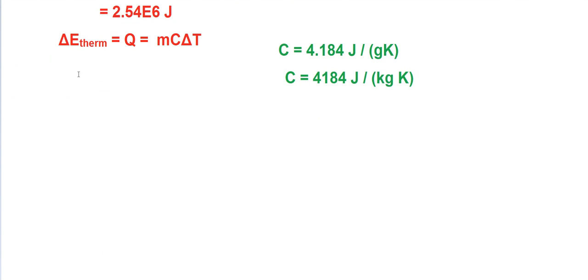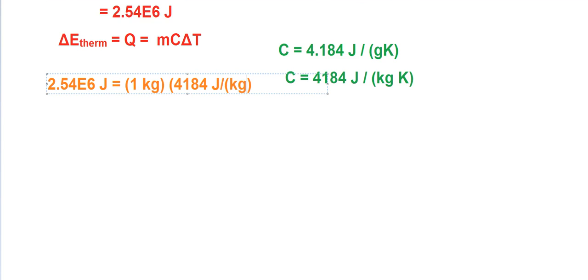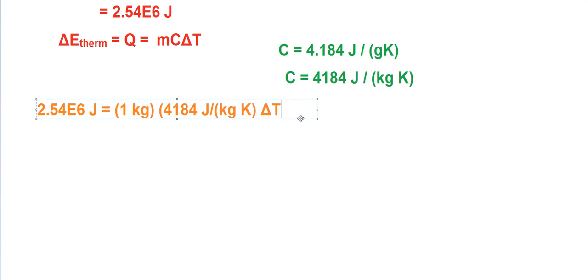And then we can use that with our energy to find the change in temperature. So putting this all together, the amount of thermal energy we're going to get over a 10-minute period is 2.54 times 10 to the 6 joules. This is going to be equal to the mass, which is 1 kilogram, times the heat capacity, which we've just put into kilograms as 4.184 joules per kilogram Kelvin. And we're going to use that to find our change in temperature, delta T.